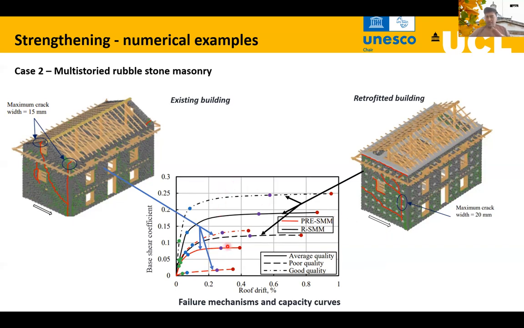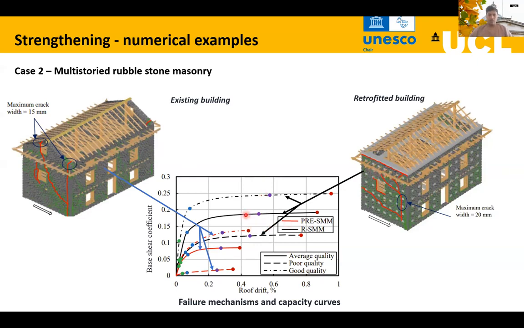Here we have considered three different material qualities because those buildings might be 80 years old, 50 years old, or 30 years old. So depending on that, we can assume different material qualities depending on the building age. So we considered 3 different material qualities, and the red ones belong to the original building, and the black colored ones belong to the retrofitted building.